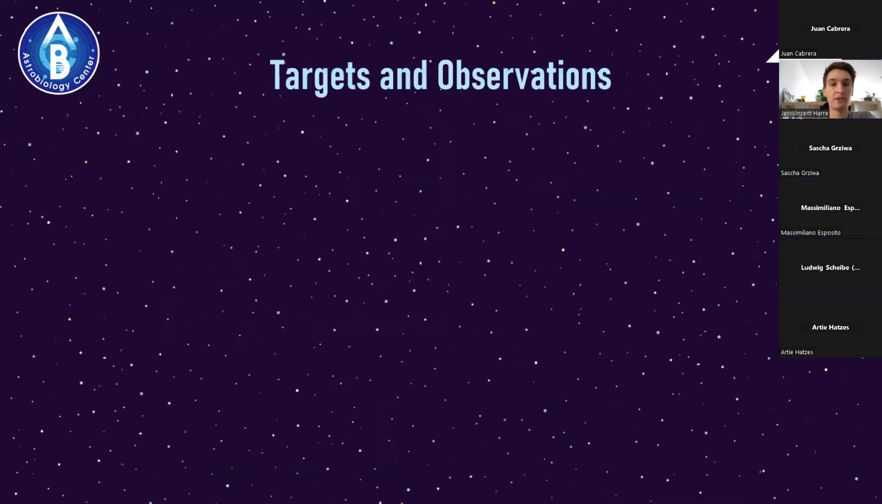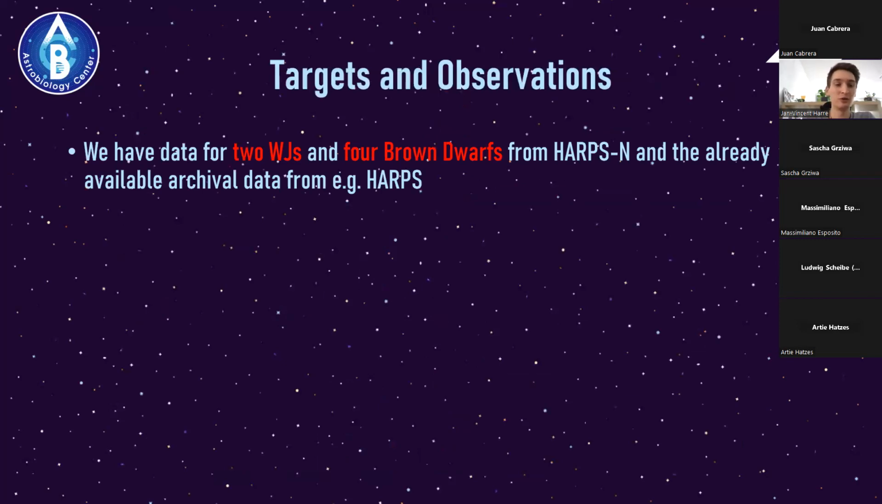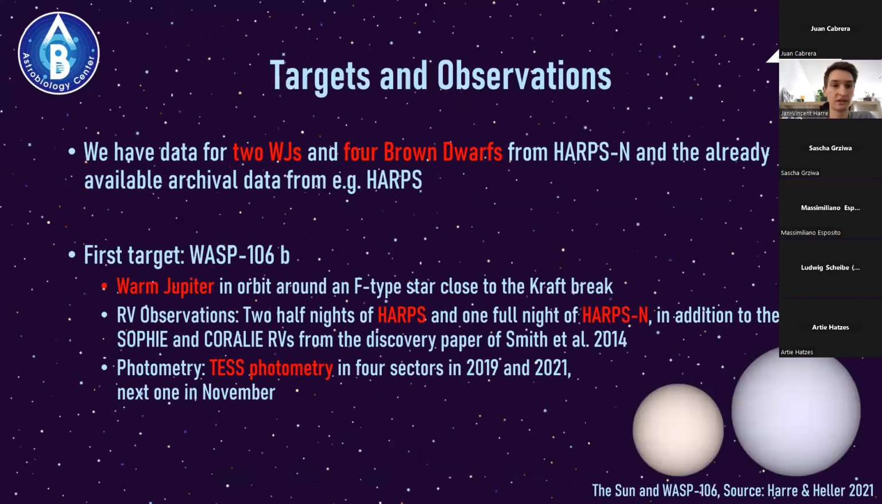Okay, now let's look at what we've really done, or what I've really done. So we have data for 2 warm Jupiters and 4 brown dwarfs from the HARPS North spectrograph. And we also have access, of course, to the already available archival data from, for example, HARPS or other spectrographs. And our first target was 106b, which is a warm Jupiter in orbit around an F-type star, which lies in the temperature very close to the Kraftwerk.